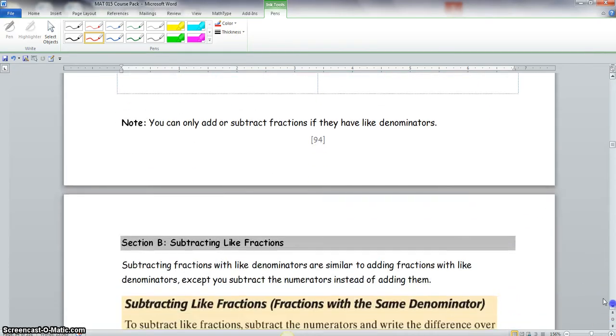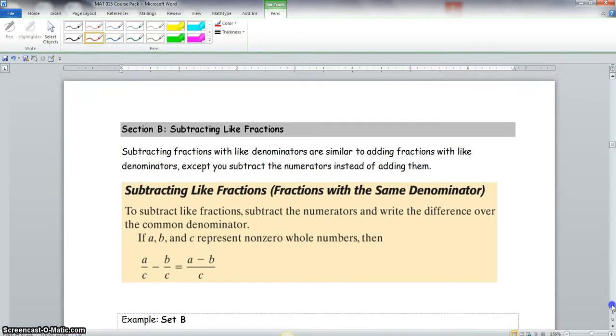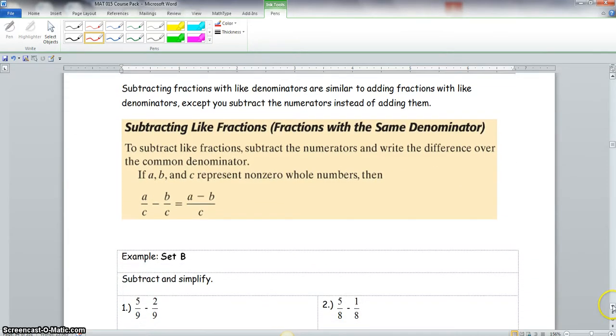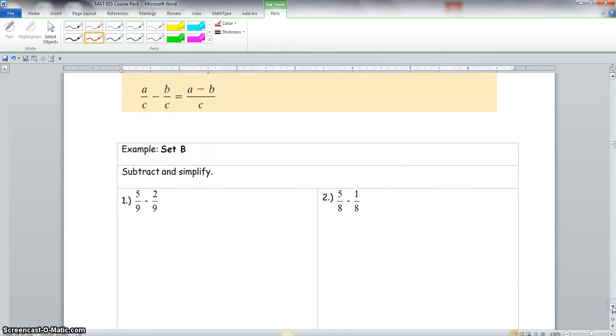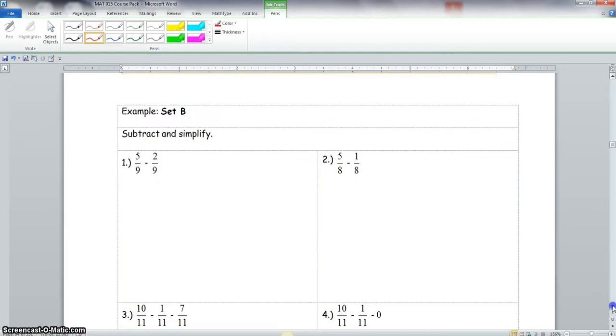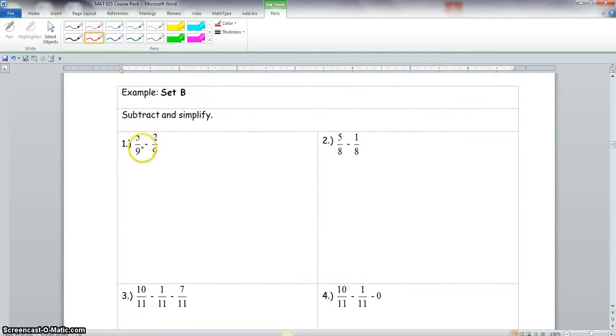Now it says here, you can only add or subtract fractions if they have like denominators. Now that is true. Now we come to subtraction. Subtraction has the same rules as addition, except you will subtract the numerators instead of add them. So let's take a look at number 1. We have the same denominator, so we carry over our 9, and we would take 5 minus 2. 5 minus 2 is 3, and that's over 9.